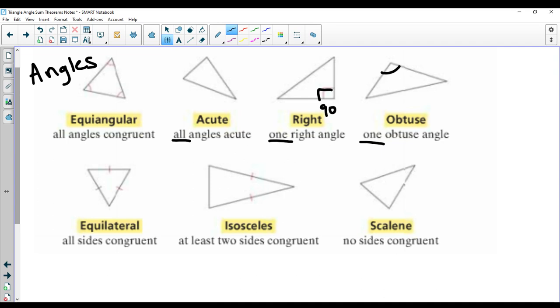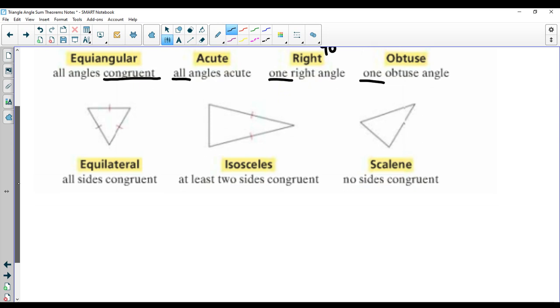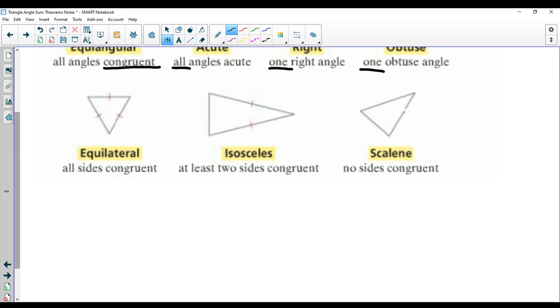And then there's a special kind of angle name when all the angles are congruent. We call it an equiangular. That's a fancy word, equiangular triangle. Okay? And then the other way you can talk about classification is by its sides. So in other words, if your side lengths are the same. If all three side lengths are congruent, we call that equilateral.